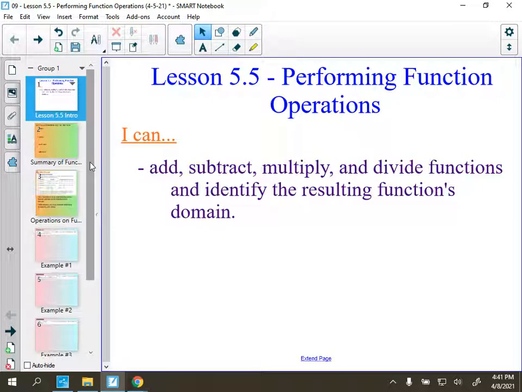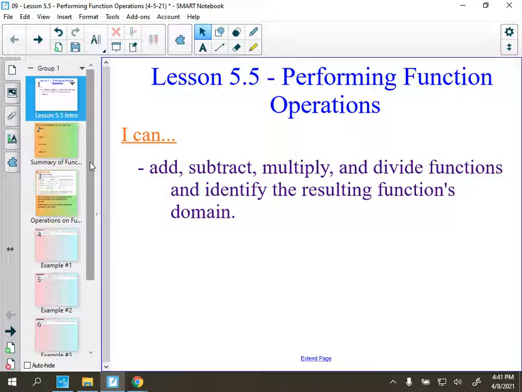All right, welcome to lesson 5.5, Advanced Algebra Notes, Performing Function Operations. As you can see, we've got kind of one big idea here. It involves multiple things. Our operations are our four big operations: add, subtract, multiply, and divide.